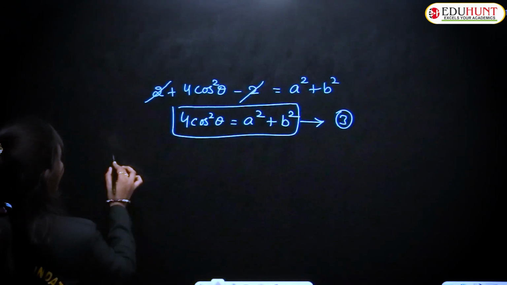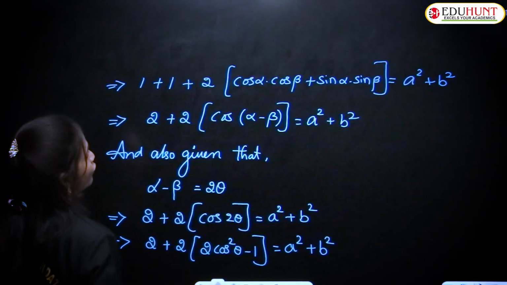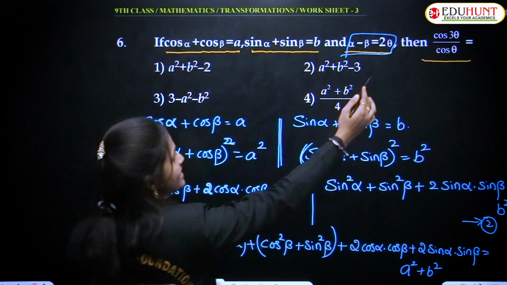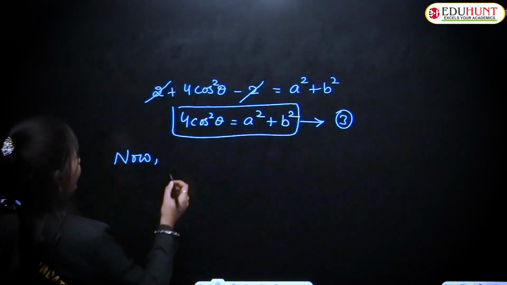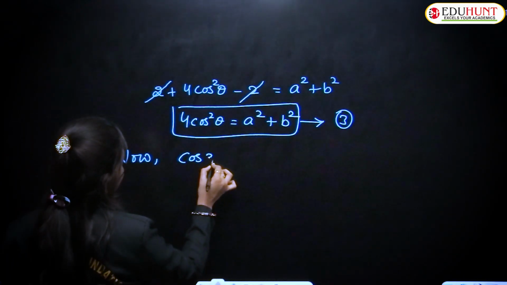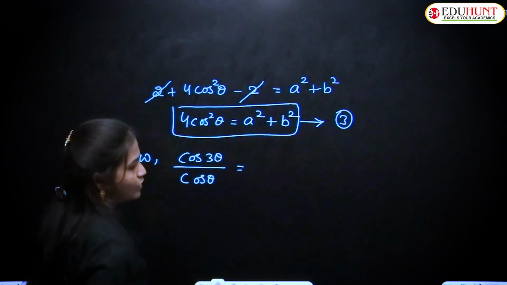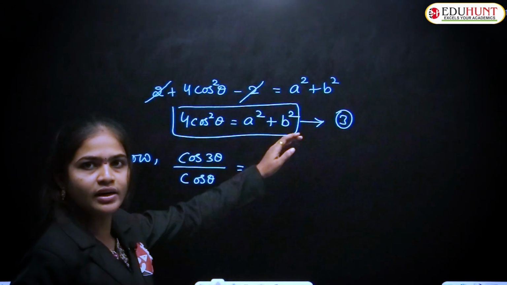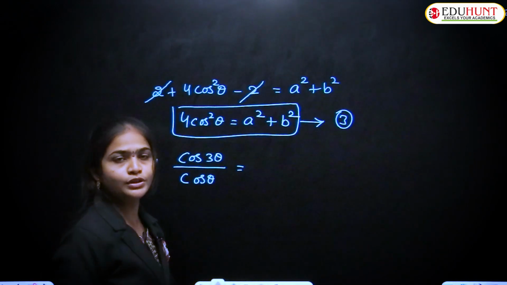So children, now what we have to find out? Now we need to find cos 3 theta by cos theta. That value we need to find out. Understand? Up to now, what they gave, that one only we simplified. Now what they are asking, that one we are going to find.